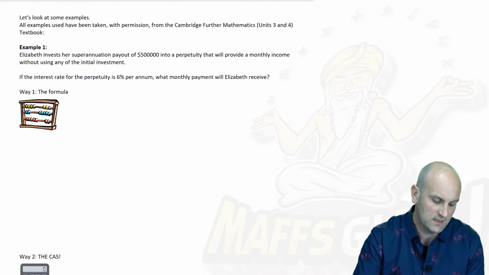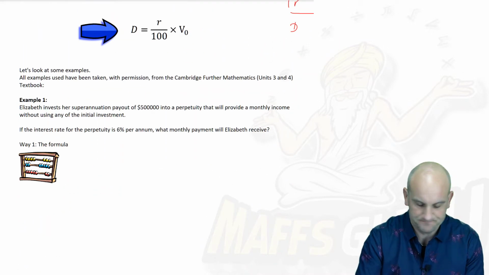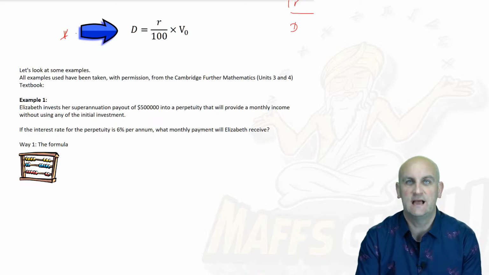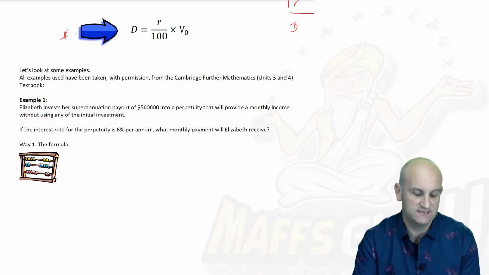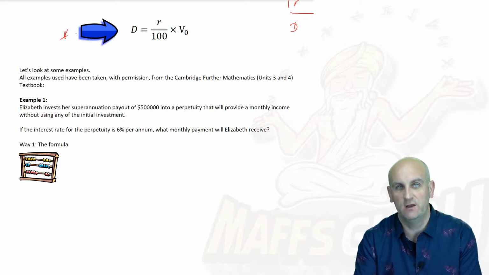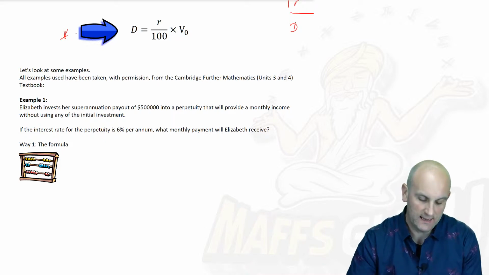So let's have a look at some examples, because theoretically speaking, if we know the formula as we have here, it's D, which is our regular payment. Our interest payment is given by the rate of interest divided by 100 times V0. Bang it in your summary book, and life goes on.